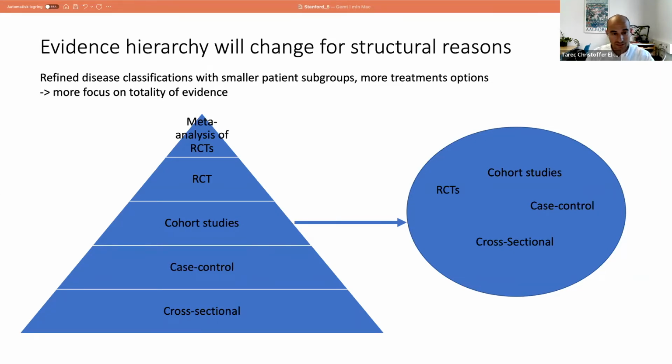But I think that the evidence hierarchy that we all know, this classical evidence hierarchy, will have to change for a number of reasons. And most importantly, I think the more refined disease classification with very small patient subgroups really puts a limitation on how you can conduct randomized trials. And I also think that we have much more treatment options now and more treatments in development. And this means that there's simply a limited capacity to explore everything in large randomized trials. So I think the future will be that we need to look at the totality of the evidence much more than we do today. And this will, of course, include a lot of real-world evidence.